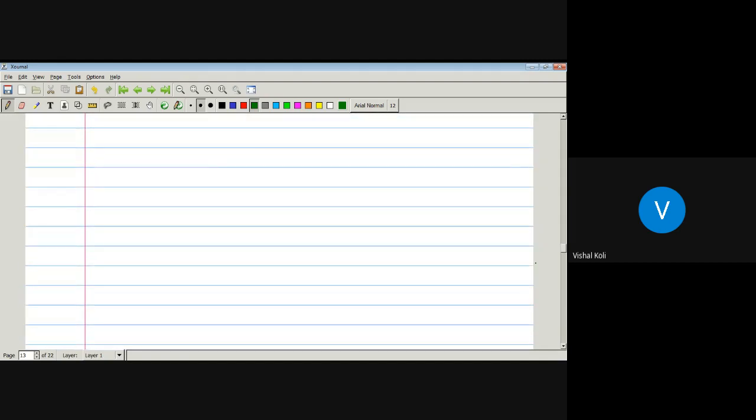Okay, now there are some definitions. What is a prime number?